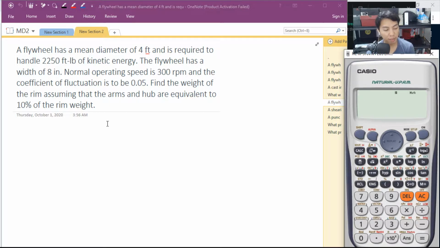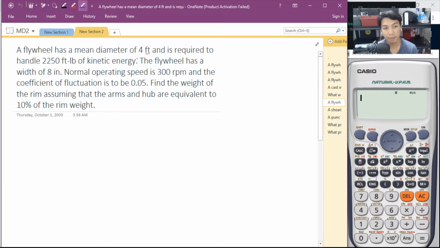So for problem number 6, a flywheel has a mean diameter, binigyan ka na agad ng mean diameter dyan, of 4 feet and is required to handle 2,250 foot-pounds of kinetic energy. The flywheel has a width of 8 inches. Normal operating speed is 300 RPM and the coefficient of fluctuation is 0.05. Find the weight of the rim assuming that the arms and hub are equivalent to 10% of the rim weight. So you are given here.